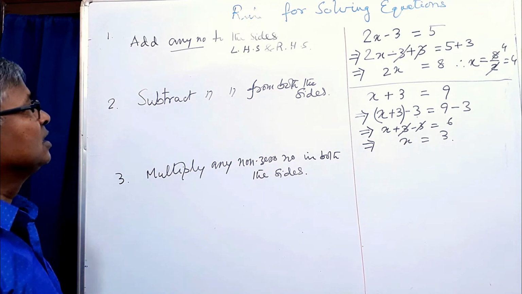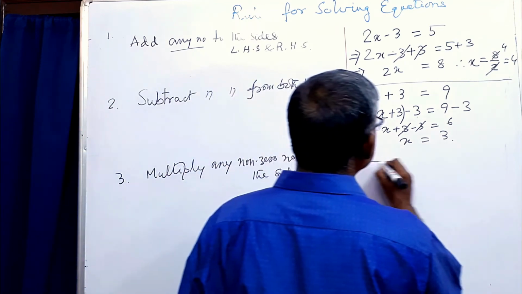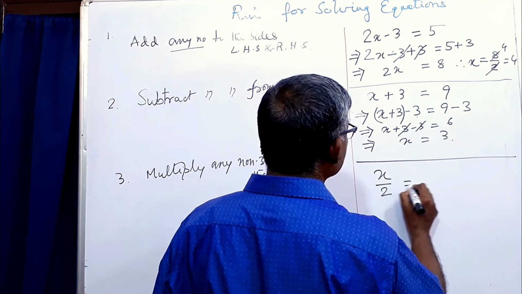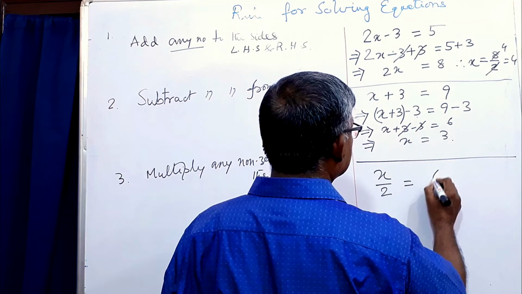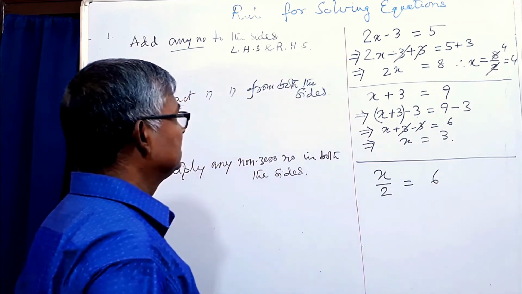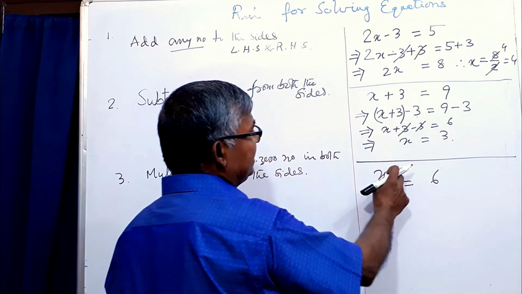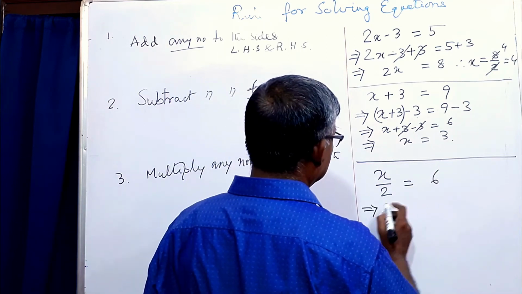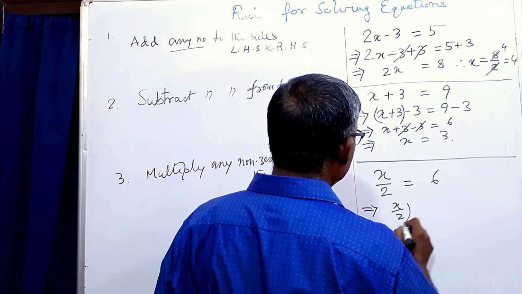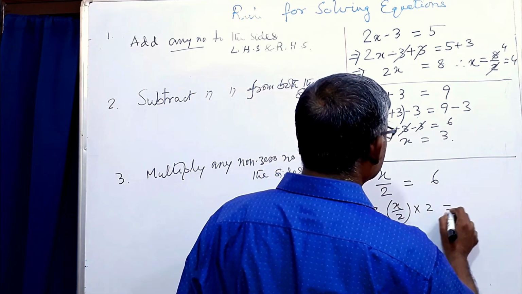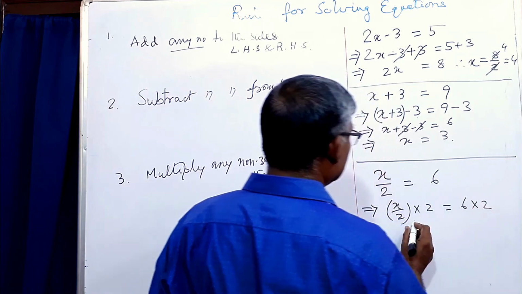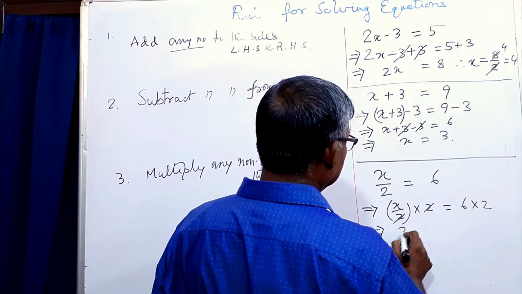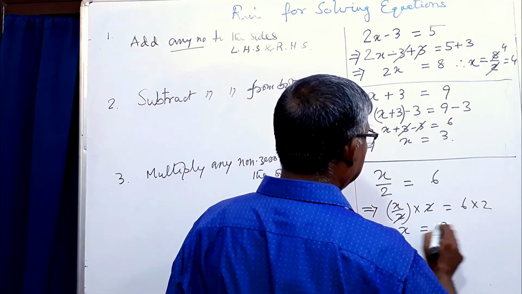Of the equation. Suppose an equation is x by 2 equals 6. If we multiply both sides by 2, what will we get? x by 2 into 2 equals 6 into 2. Here the 2 cancels. This implies that x equals 12.